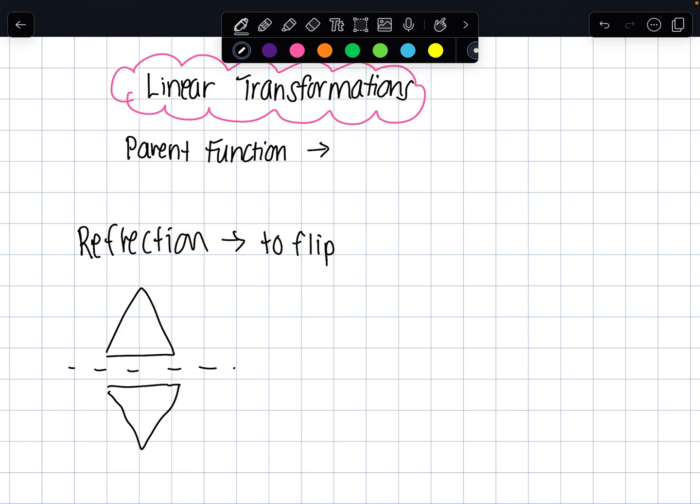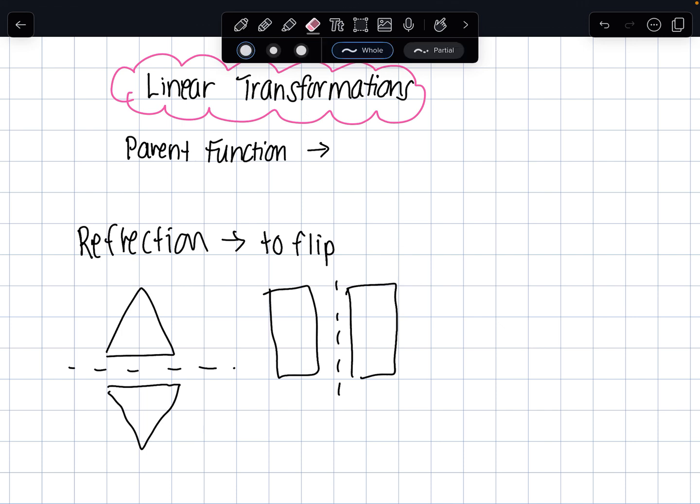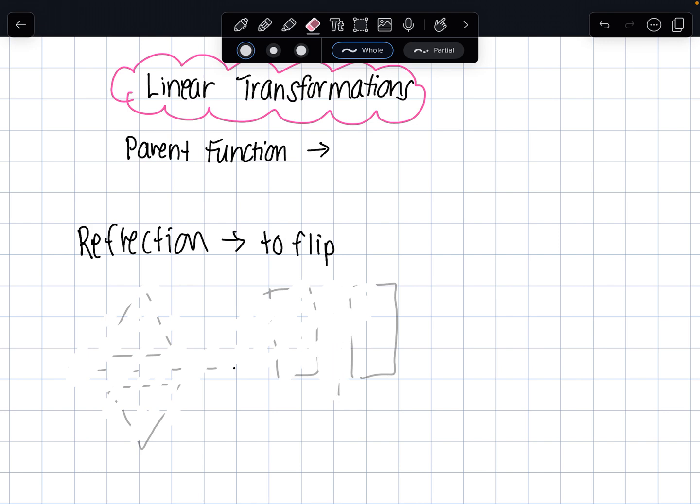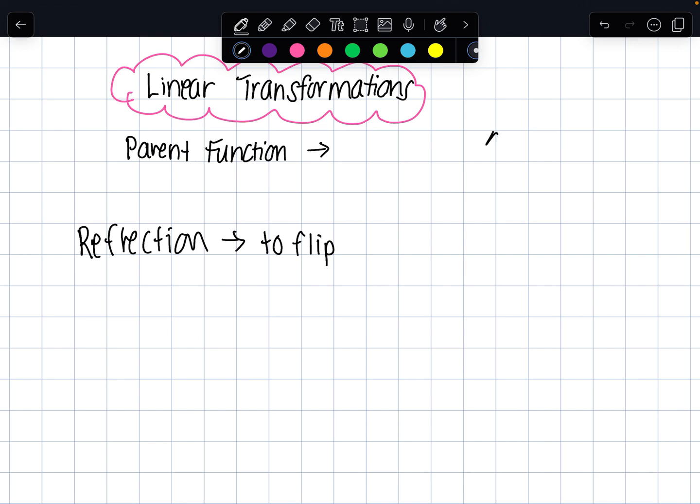We're going to be flipping, but instead of flipping shapes, like if we flip this over this line here, it would look like this, we're going to be flipping lines. And so we're going to start with the exact same line that we started with before, y equals x. And we're going to flip this line over the y-axis.